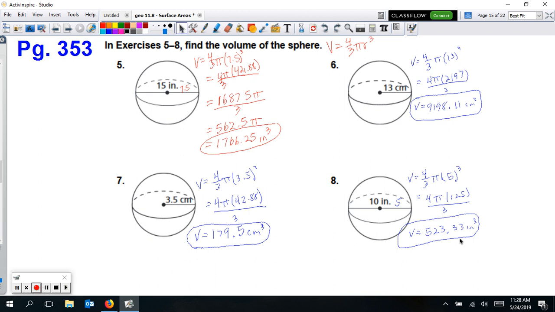So again, check your answer to see that you got that correct. If you didn't get these correct, go back to check your calculator and try it again. Just 4 times 3.14 times 125. Figure out what that is on the top and then divide it by 3, and that should give you your number.